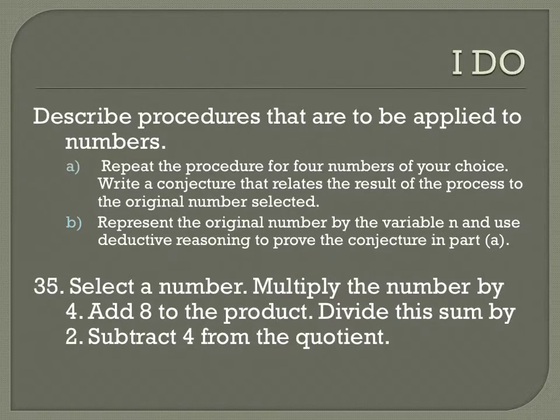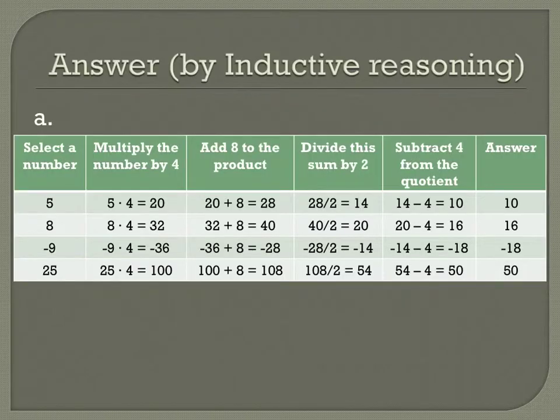Once you're done with that, you'll encounter a list of assignments after an example. This comes from your assignment. Number 35 is a problem from your assignment. So please look at the directions. If you need to go back, please do. This slide gives you the table that I created of the 4 numbers of my choice. So I chose the numbers 5, 8, -9, and 25, written out in table format following the process given.